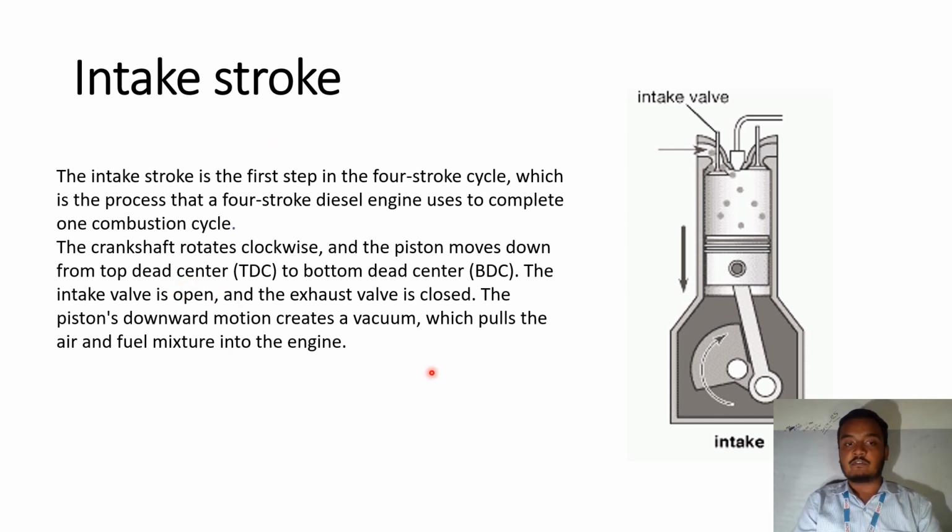When the crankshaft rotates clockwise and the piston moves down from top dead center to the bottom dead center, the intake valve opens. As you can see, when the piston is at bottom dead center, there are some air molecules inside the cylinder. These air molecules enter the cylinder when this intake valve opens. The piston moves downward and creates a vacuum, which helps in drawing the air inside the cylinder.